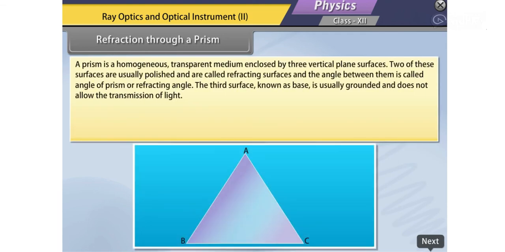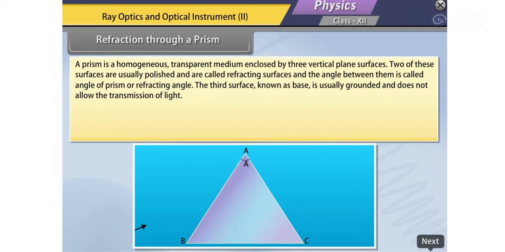Refraction through a prism. A prism is a homogeneous, transparent medium enclosed by 3 plane surfaces. 2 of these surfaces are usually polished and are called refracting surfaces, and the angle between them is called the angle of prism or refracting angle. The third surface, known as the base, is usually grounded and does not allow the transmission of light.